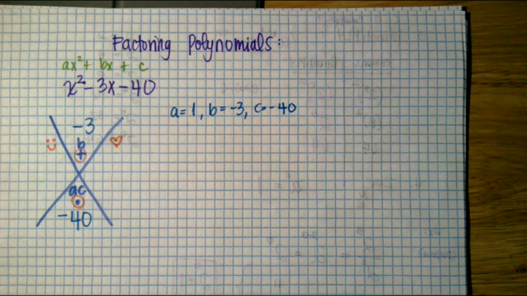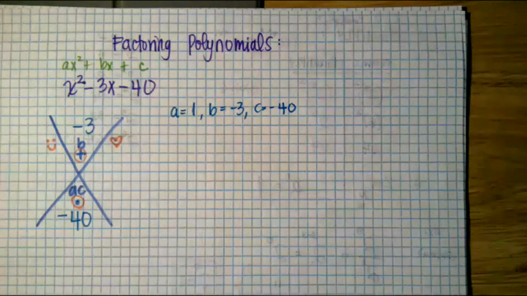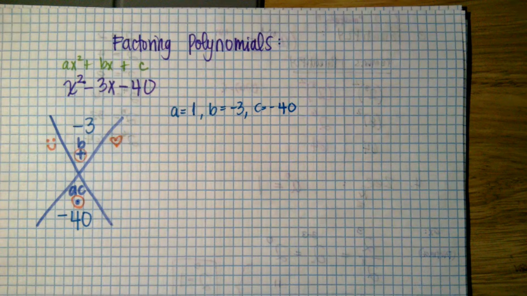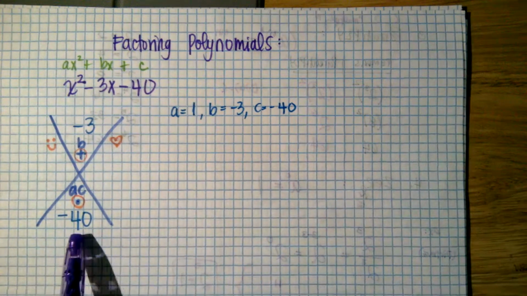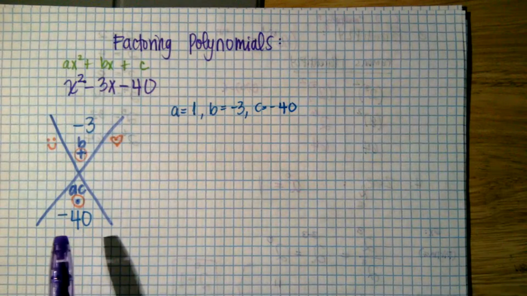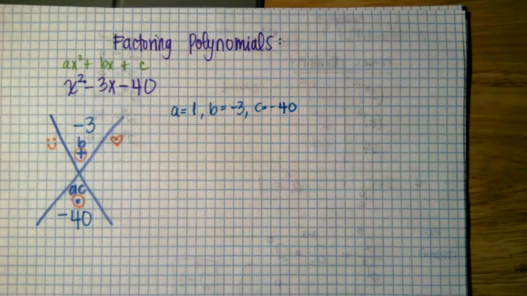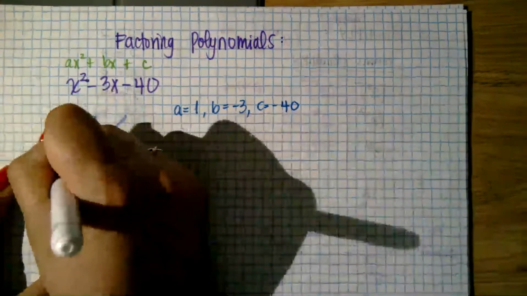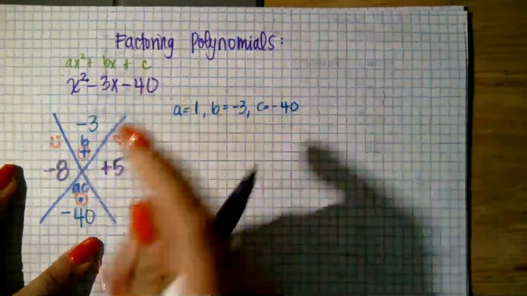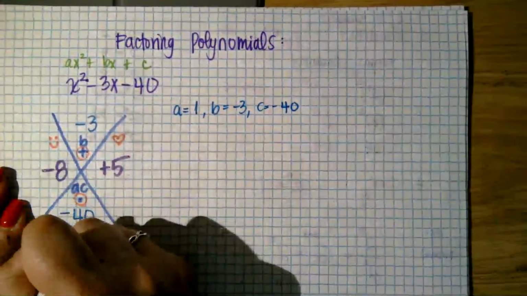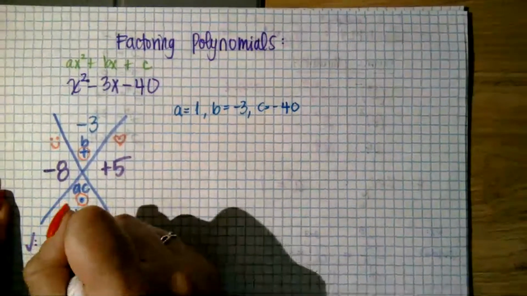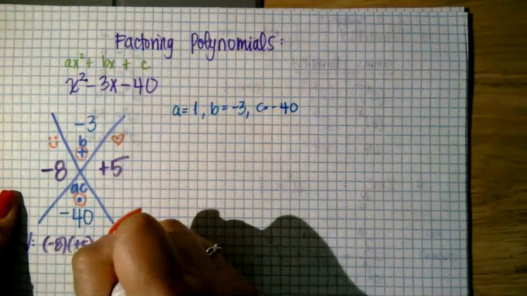So what two numbers is that going to be? Let's see. The easiest way to think about it is, what are the factors that give me 40 or negative 40? So I know 8 and 5 give me 40. 8 times negative 5 gives me negative 40, but 8 plus negative 5 gives me positive 3. But what about negative 8 and positive 5? This is how I check it. Negative 8 times positive 5 gives me negative 40. Check.